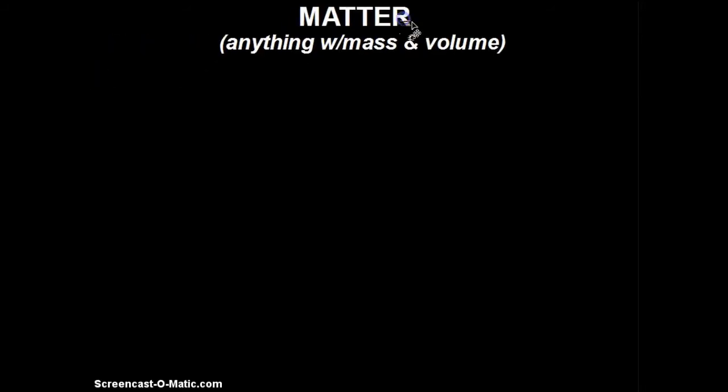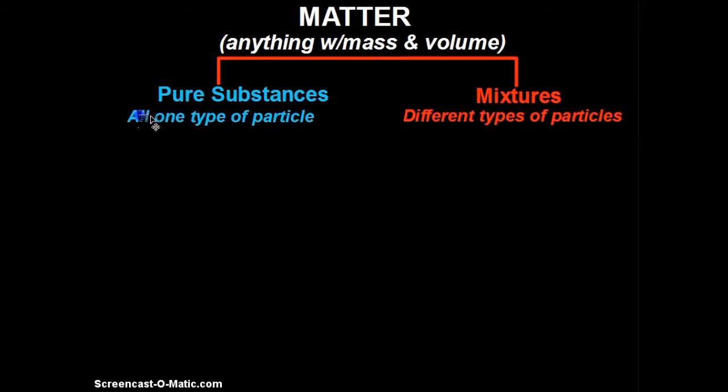Okay, so in this video we're going to be looking at the classification of matter. We know that there's many different types of matter, and in this video we're going to break it down into their different categories. So first, let's start again with what matter is. It's anything with a mass and volume. That's what we're going to consider to be matter, and it can be broken down into two main categories: pure substances and mixtures.